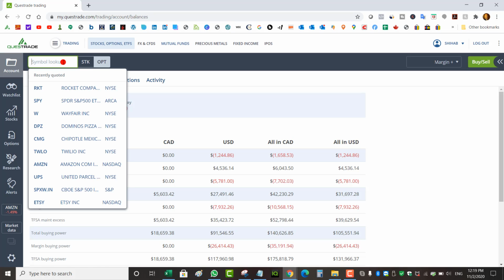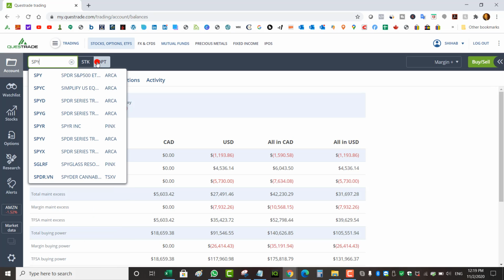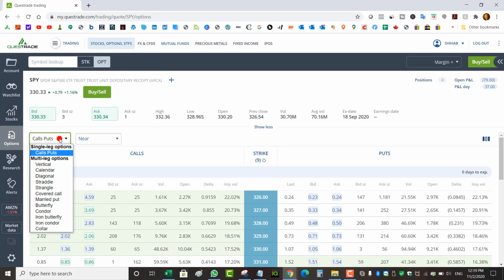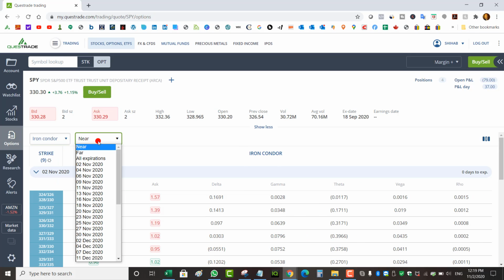I'm going to look up the option chain for SPY. Make sure I'm under option over here, click SPY. And then under this section where you see calls and puts, I'm going to go to multi-leg options and choose iron condor over here. Then I'm going to choose the expiry that I want. For example purposes, I'm just going to choose November 20th.